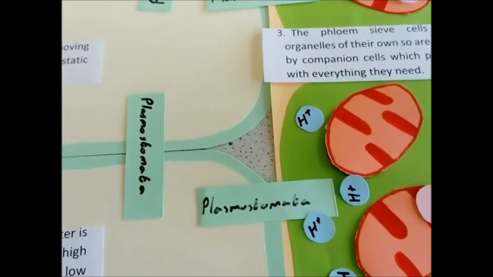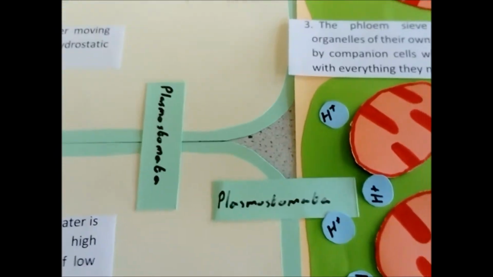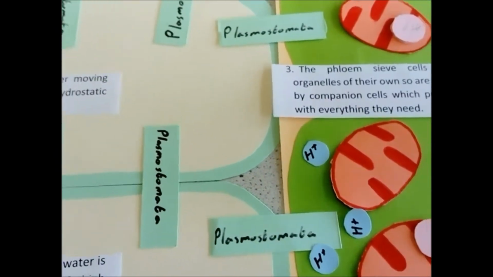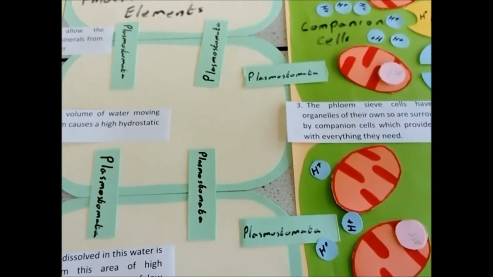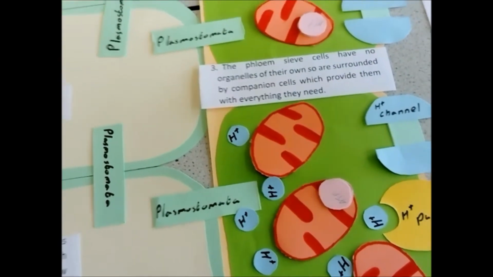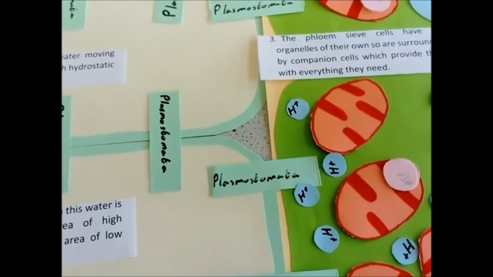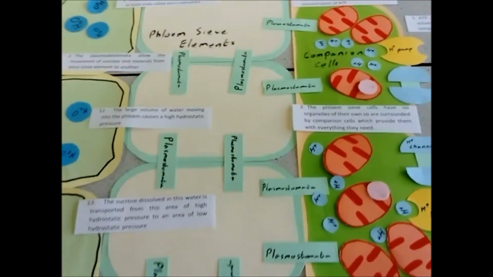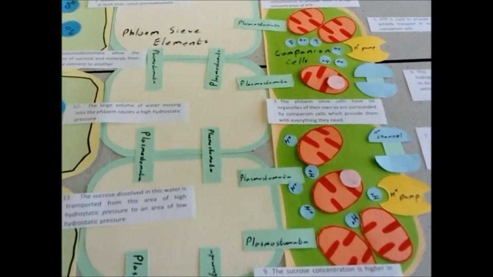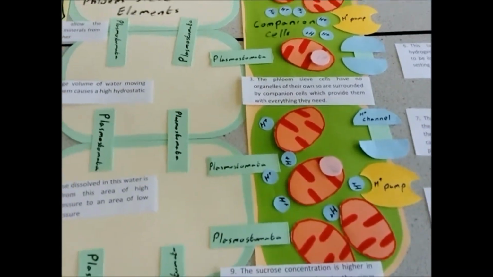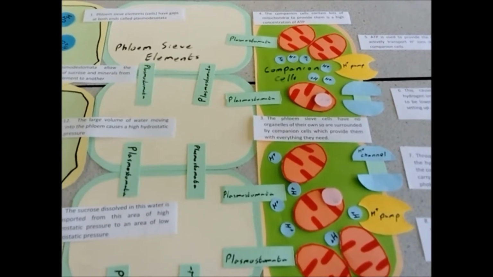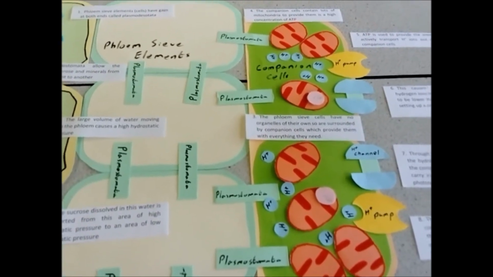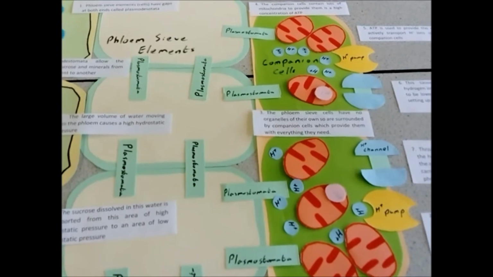The problem is though, phloem sieve elements are basically hollow cells. They don't have any organelles of their own, so they need companion cells which provide everything they need. The companion cells contain lots of mitochondria because they require lots of ATP to be formed, because they're going to be carrying out lots of active transport.